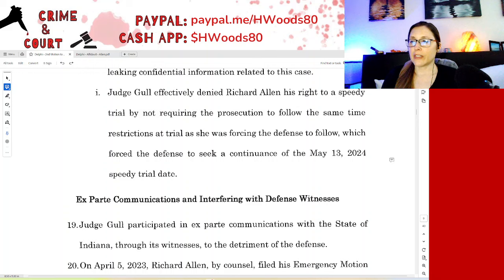Judge Gull effectively denied Richard Allen his right to a speedy trial by not requiring the prosecution to follow the same time restrictions at trial as she was forcing the defense to follow, which forced the defense to seek a continuance of the May 13th, 2024 speedy trial date, which it's now set for October 14th, I think. Yeah, so I've said in another stream that Judge Gull really forced the defense to have to continue because she was limiting their time of the trial to like 3 weeks or something. Like it was ridiculously short.